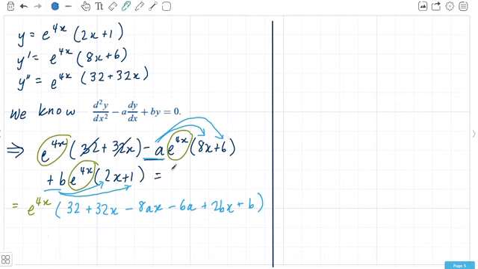And we know that all of this equals 0, because we know our differential equation here equals 0. So now what we need to do is do a bit of simplification in here. First thing that we notice is we've got an exponential times a bracket.